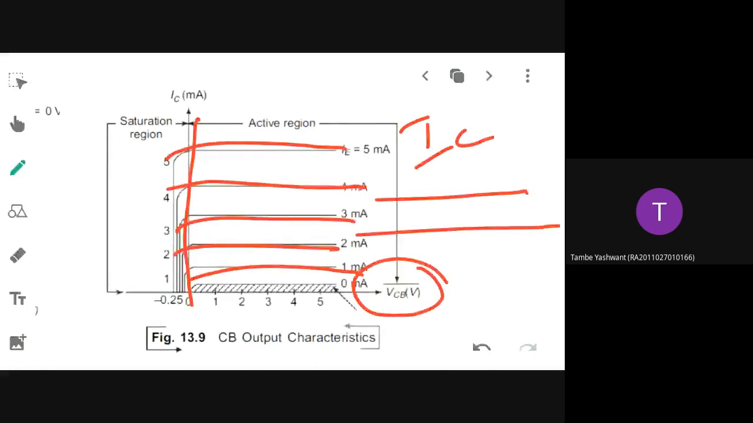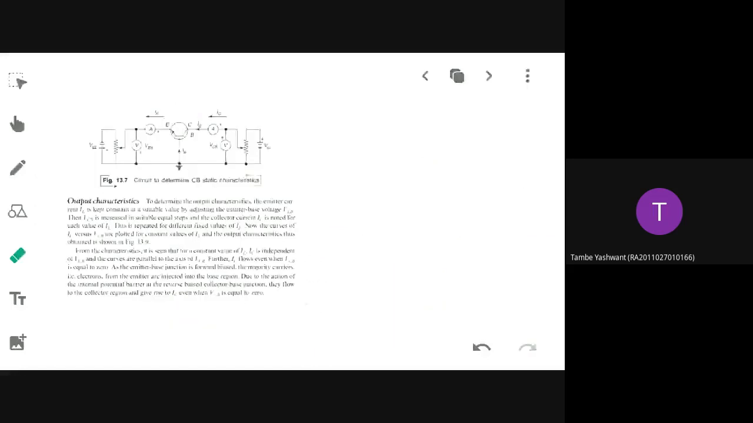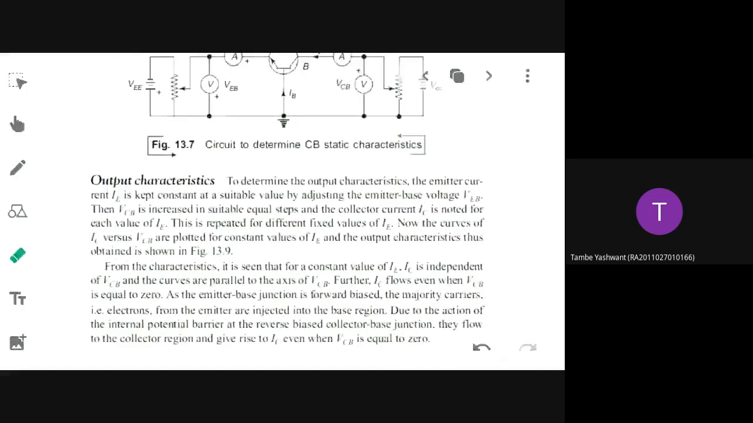So these are the output characteristics, all in what type of configuration? CB, CC or CE? CB.